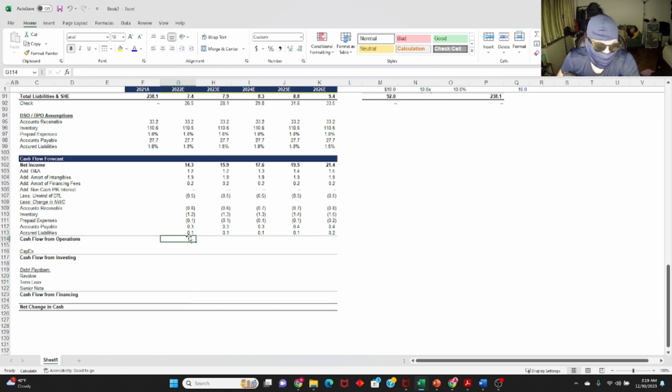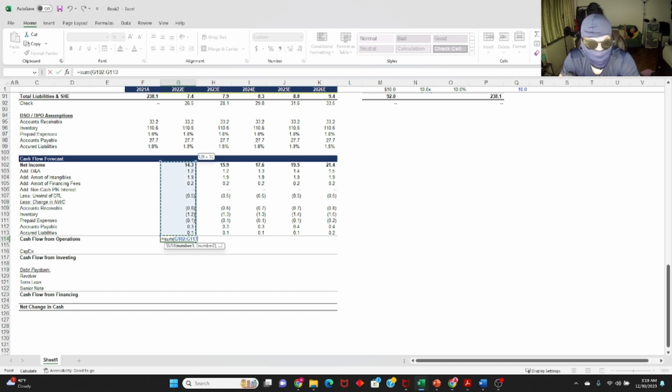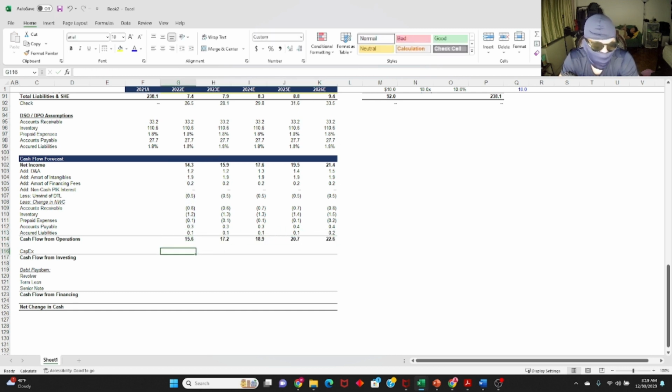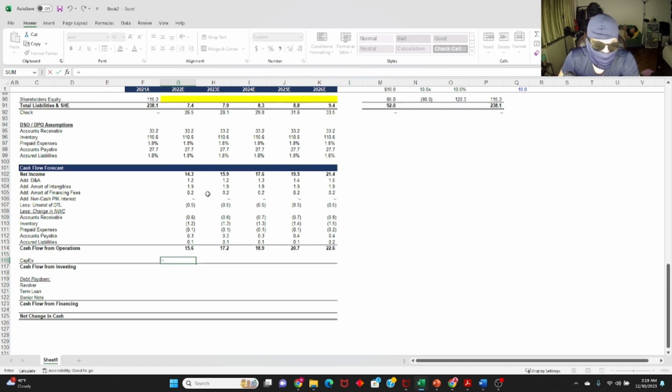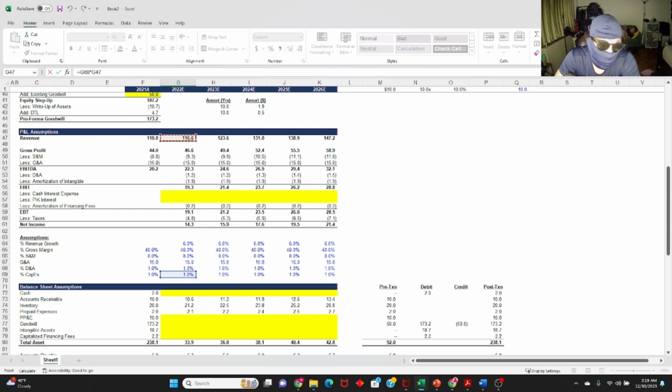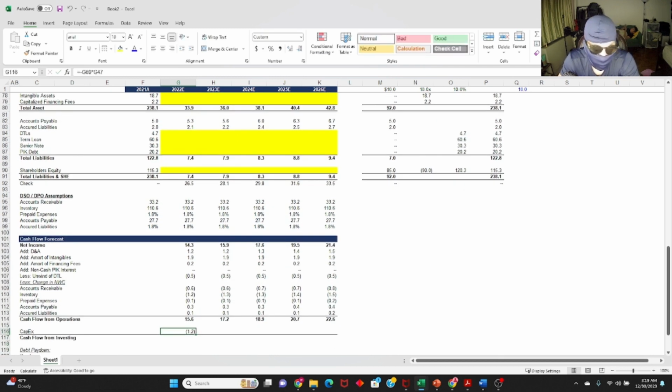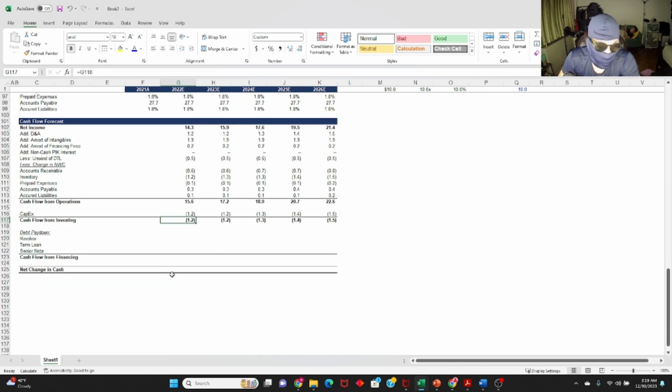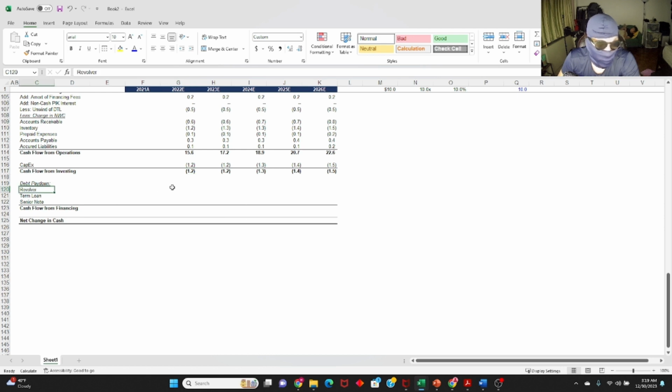So now for your cash flow from operations, you're just going to sum everything up. And then for your CapEx, you have your assumption up here, 1%. So you're going to multiply that by your revenue. Make that a negative because it's a cash outflow. And then there's your cash flow from investing. And then the debt pay down, we're going to fill this out once we make the debt schedule. But let's just put in a sum here real quick. So now your net change in cash is basically going to give you your cash flow from operations plus your cash flow from investing plus your cash flow from financing.